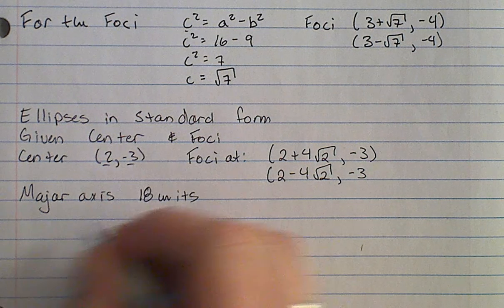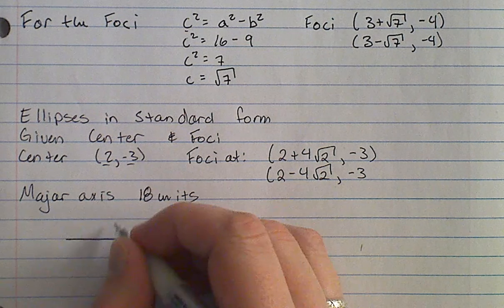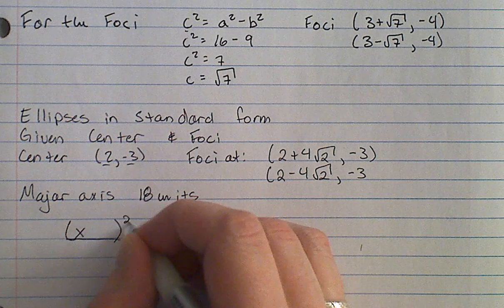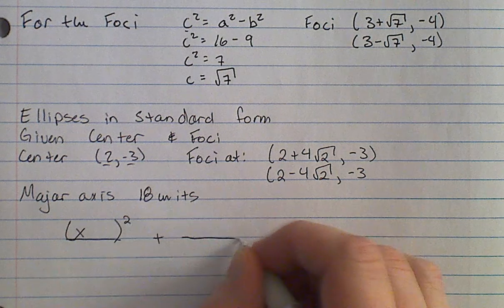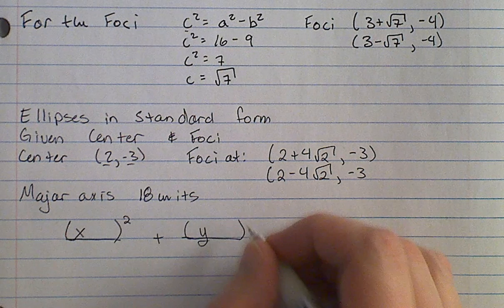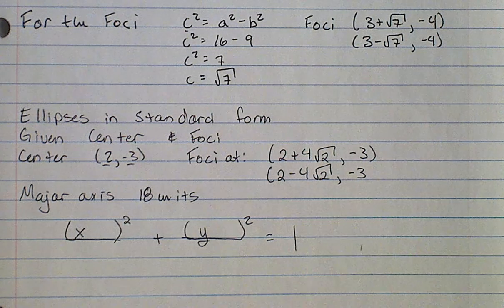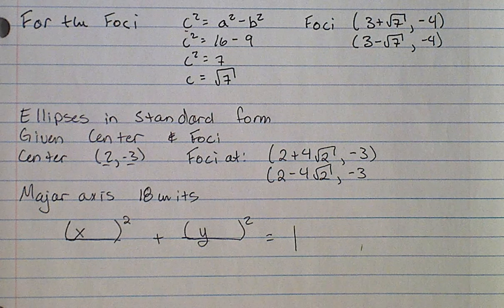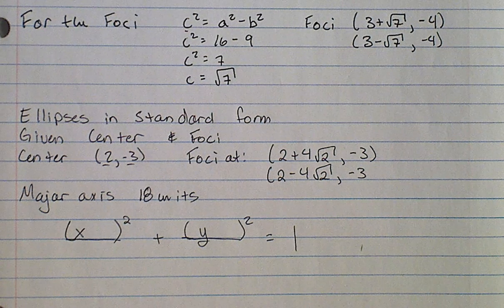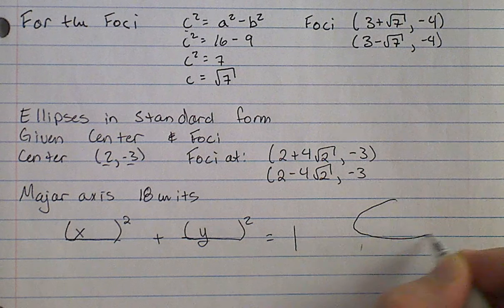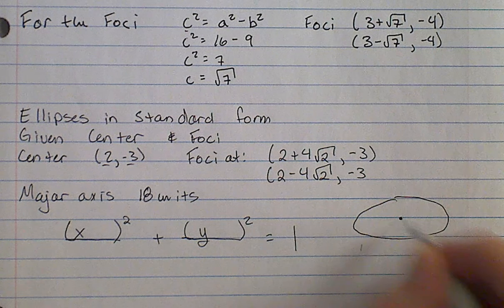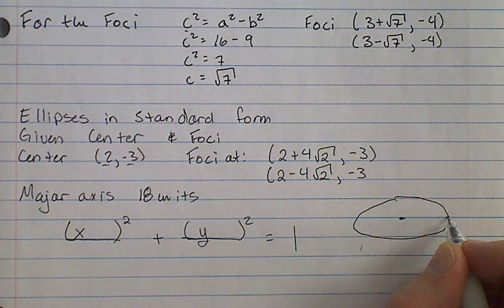So if we were looking at a general formula of an ellipse, we would have (x minus something) squared over something plus (y minus something) squared over something equal to 1. So if you know that the major axis is 18 units, you can figure out what the a is, right? Half of 18 would be 9, and that's the distance from the center to an edge.